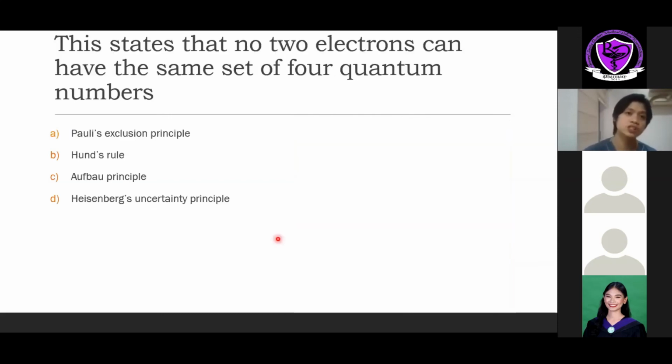No two electrons can have the same set of 4 quantum numbers. Sige nga. I-call natin yung ano.